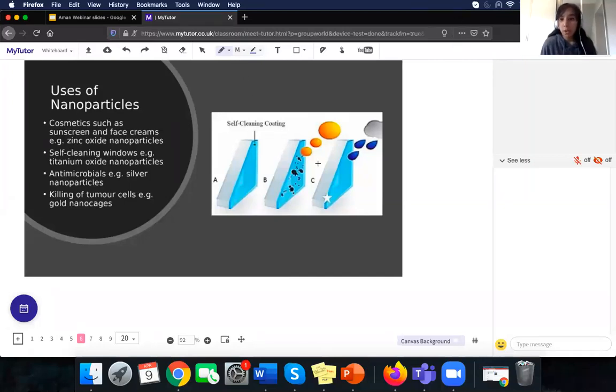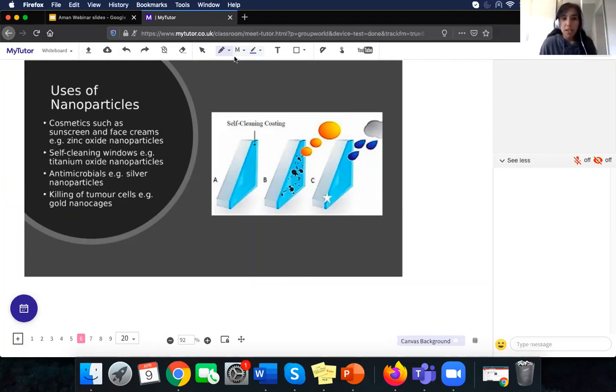Someone's asking, are particles alive? No, they're not alive. Remember, for something to be alive, it has to be able to move, it has to be able to respire, and you'll cover this in biology, but no, particles aren't alive.